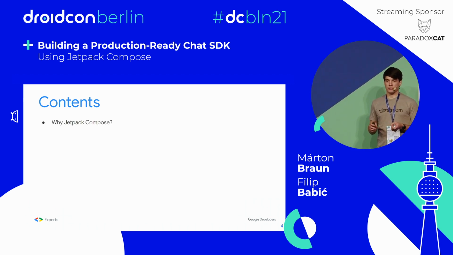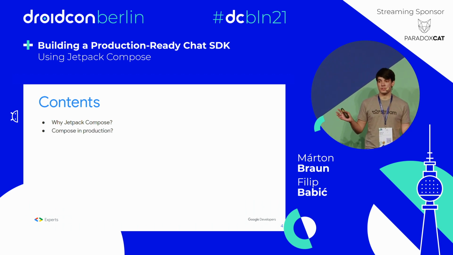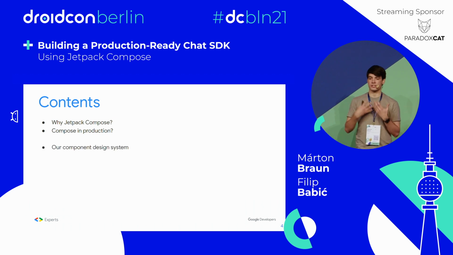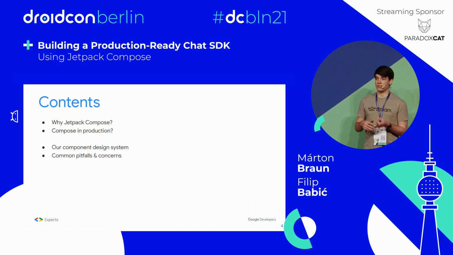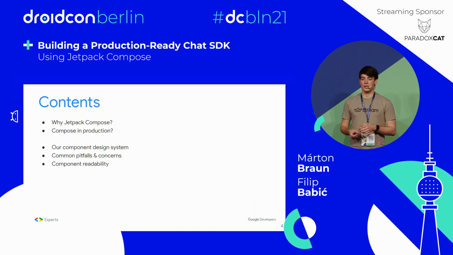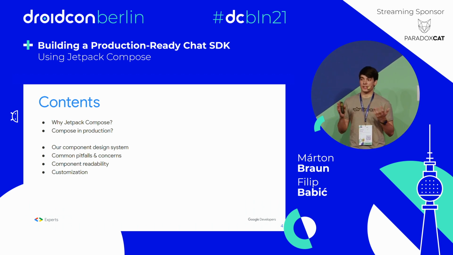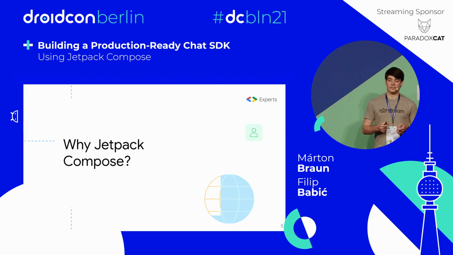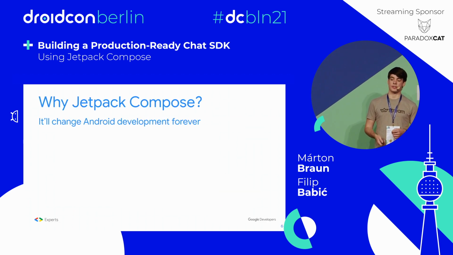So let me give you an overview of what we're going to talk about today first. We're going to start with why Jetpack Compose, why it's exciting for everyone, and why it's exciting for Stream specifically. Then we'll talk a bit about our thoughts on Compose and using it in production. And then we'll dive into our actual SDK. We'll take a look at how we've designed our various components that we provide for you. We're going to take a look at some common pitfalls and concerns that you might have around Compose. We're going to give you some tips around writing readable Compose code. And finally, we're going to take a look at how we achieve customization in our chat SDK.